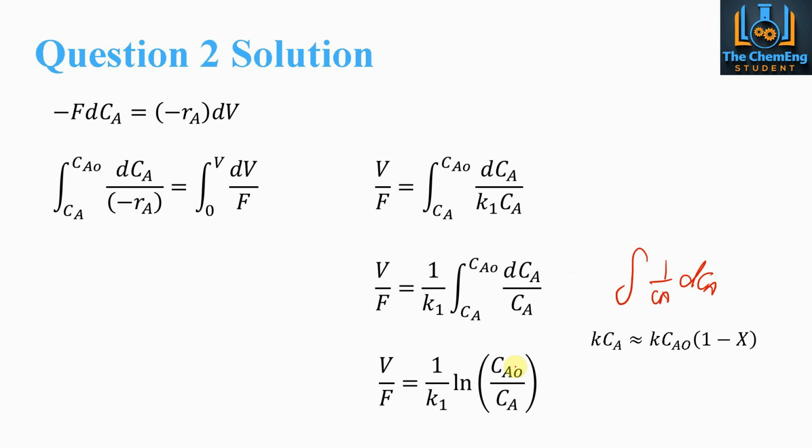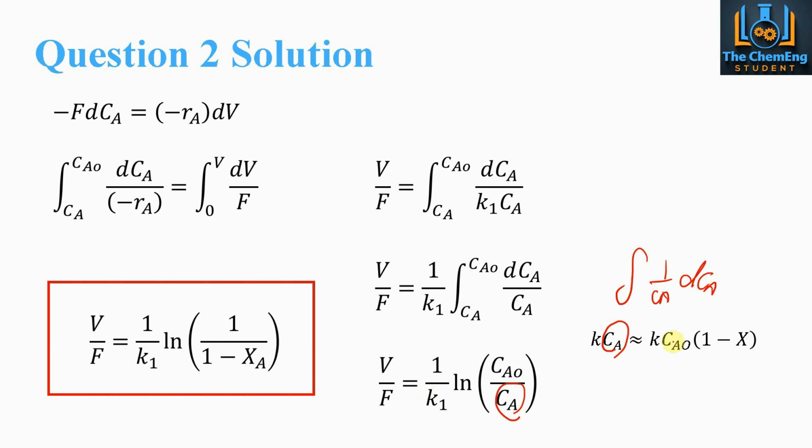Now we were given it in terms of a conversion, so we have to express this in terms of a conversion. That's the value of x. Now what we know is that Ca is equal to Ca naught times (1 minus x). In other words, we can replace the Ca value with Ca naught (1 minus x). That way we introduce the conversion factor into our equation, because that's what we need in order to find our space velocity.